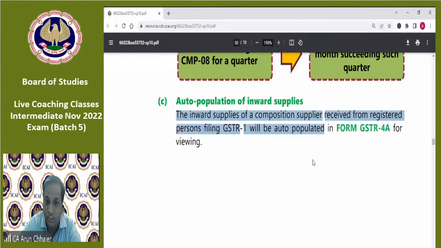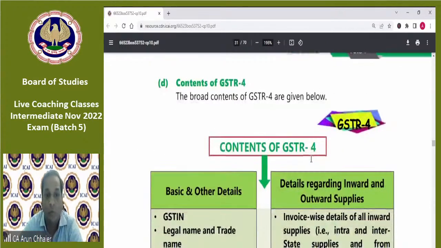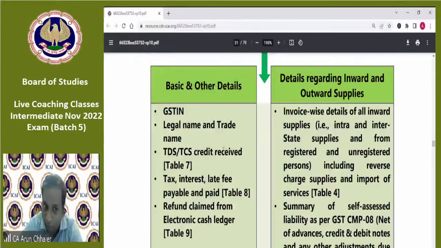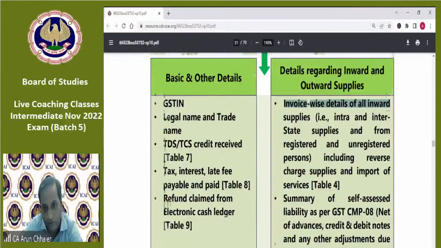Inward supplies of the composition dealer received from registered persons filing the GSTR 1 will be auto-populated in 4A for viewing purposes. What is the content of the GSTR 4? GST number, legal name, trade name, TDS or TCS credit received, tax, interest, late fees payable and paid, a refund claim from ECL, and details regarding the outward and inward supplies, invoice-wise details of all inward supplies, that is intra or inter, from registered or unregistered, including RCM and import of services.